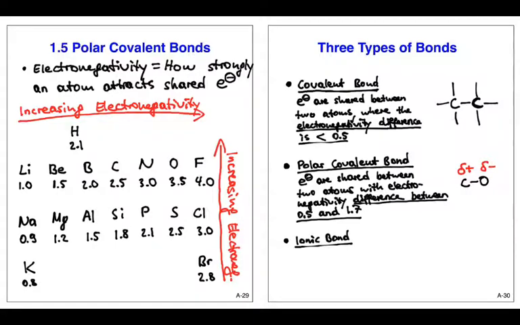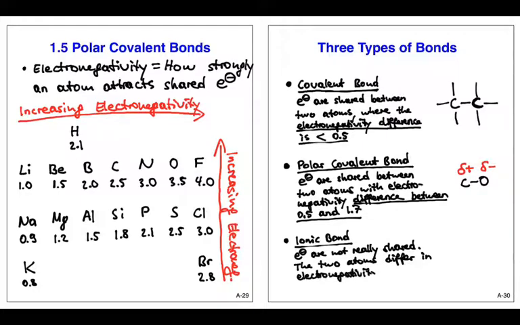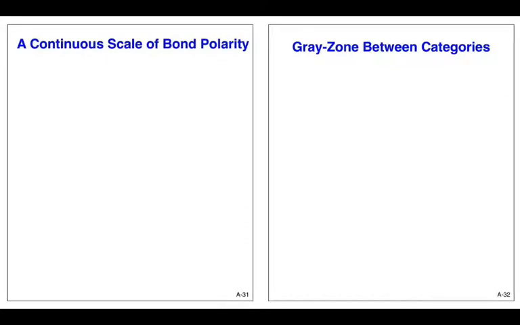Now the last category of bonds would be ionic bonds, and here the electrons are not really shared anymore. Rather, the more electronegative atom pulls all the electrons toward itself. The electronegativity difference here is usually larger than 1.7. Sodium hydroxide, a typical salt, would be a classical example, where the hydroxide is an anion, negatively charged, and sodium is a cation, positively charged. Now this is kind of a black and white picture, but in reality we have lots of gray zones, so this is a continuous scale of bond polarity.